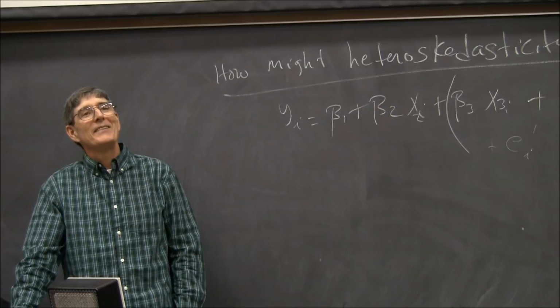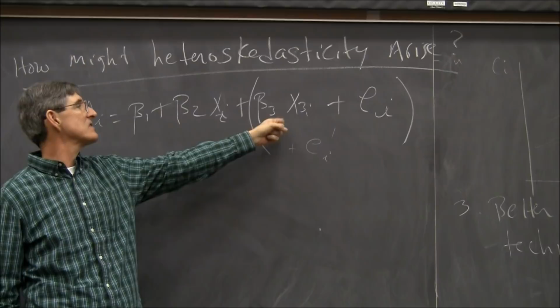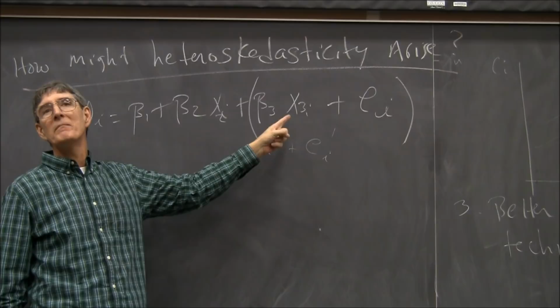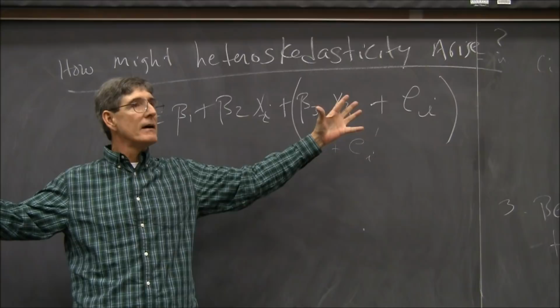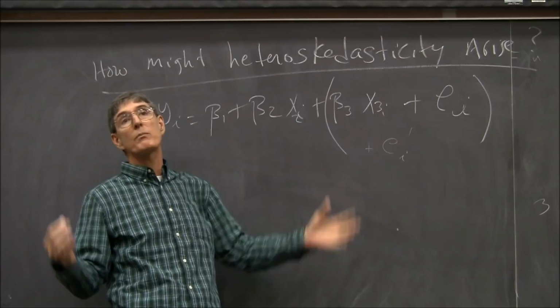If I take a square of this to get the variance, I'm going to get an x_3i squared in the variance, because it's the expected value of this thing squared. If this is a scale variable like income, what's going to happen to your variance as it gets big? It's going to blow up. If x_3i just moves around, it's going to cause your variance to move around. It doesn't have to blow up the way I talked about. So this is going to look like heteroscedasticity.